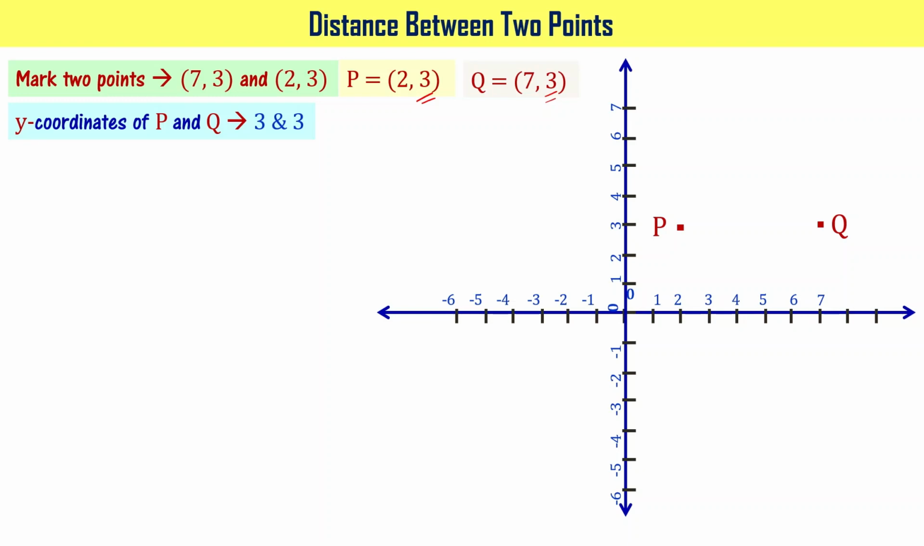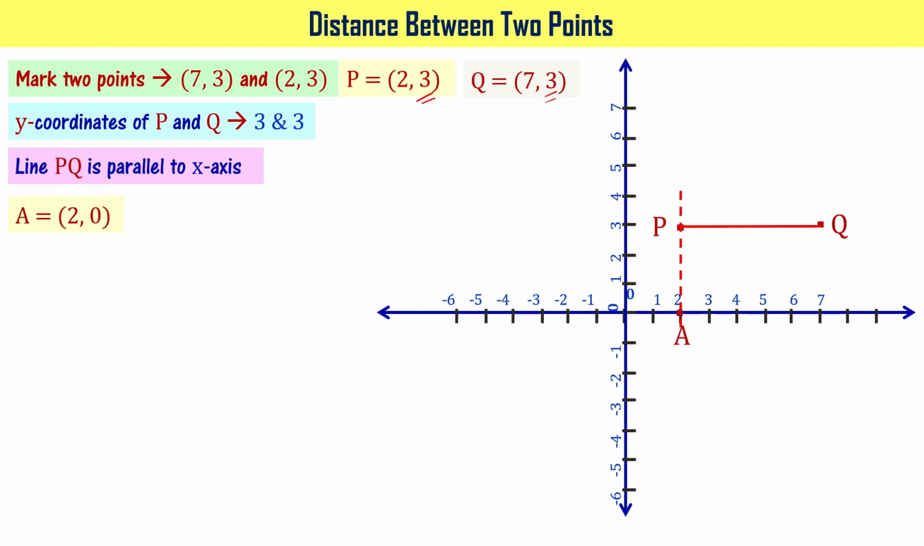It means if you draw a line connecting P and Q, it is going to be parallel to the x-axis, right? Since the y coordinates are the same, if you draw a line connecting those 2 points, you will get a line parallel to the x-axis. If the x coordinates are the same, then you are going to get a line parallel to the y-axis. I hope you understood this concept.